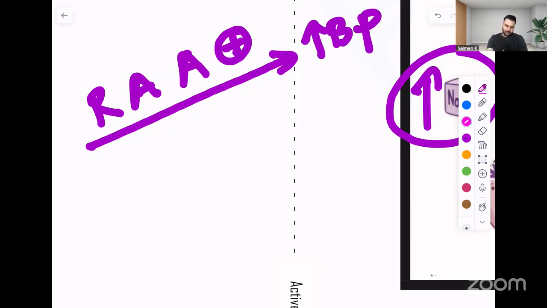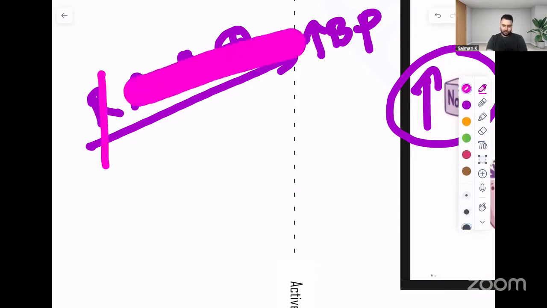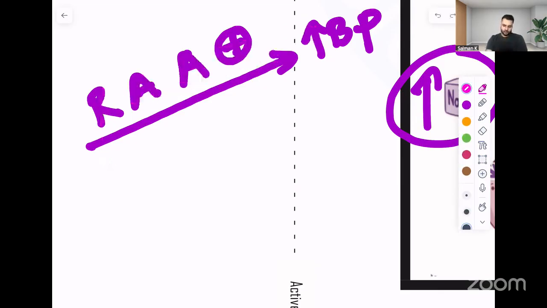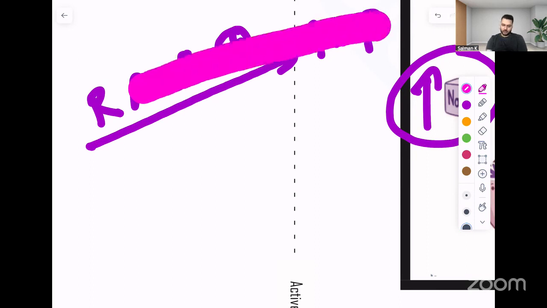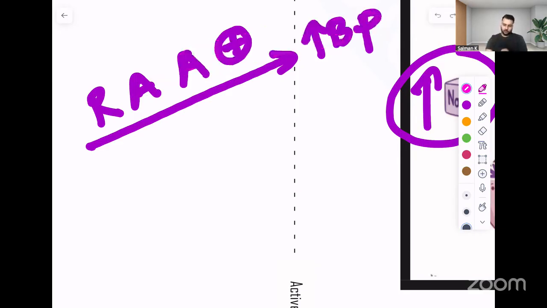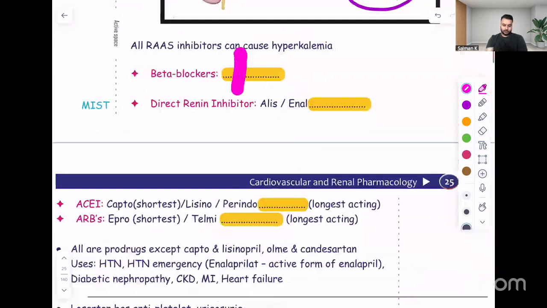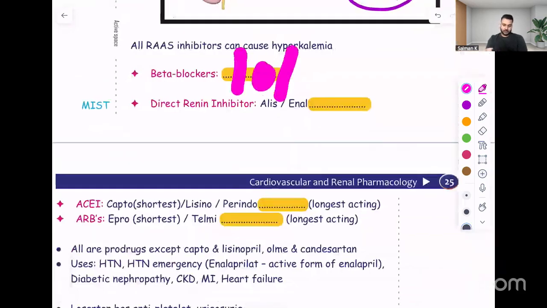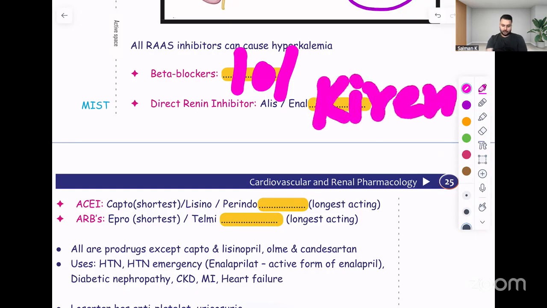Now, if I block this here, this picture cannot happen. That means from here a blockage has happened. My drug has blocked from here, so BP will reduce. Situation number two, if you block angiotensin, again the BP will reduce. If you block aldosterone, again the BP will reduce. So simply the point is, if you don't let this arrow function, your BP will reduce. So you have these drugs here. Beta blockers like the lols, direct renin inhibitors like kiren. Kiren inhibits renin, that's the word.